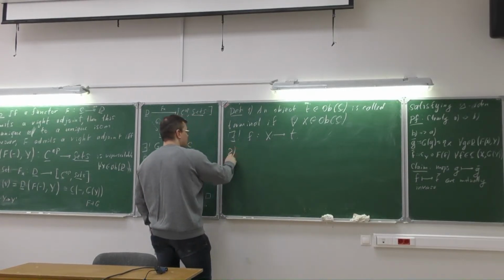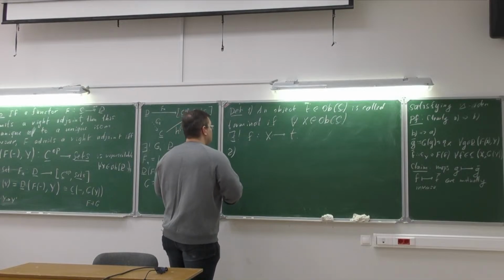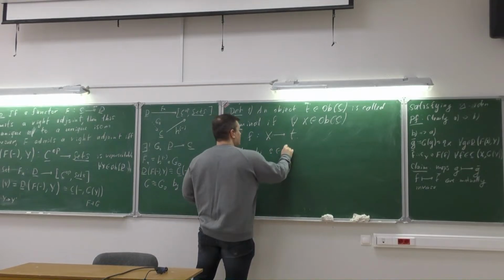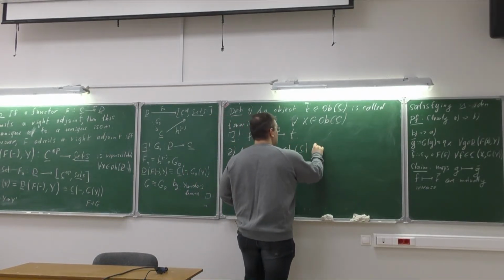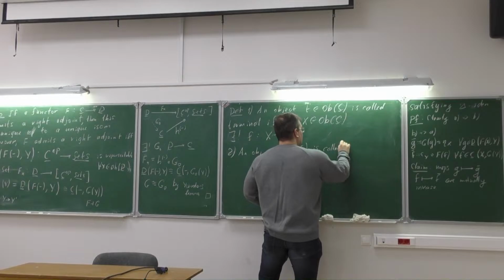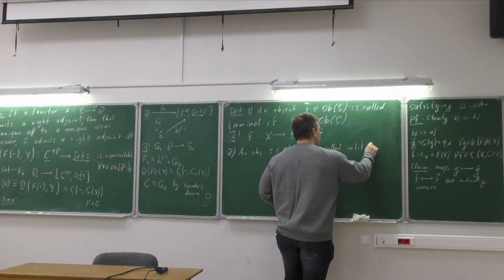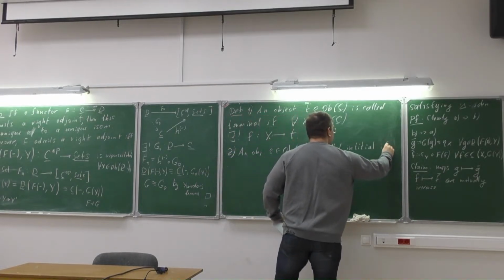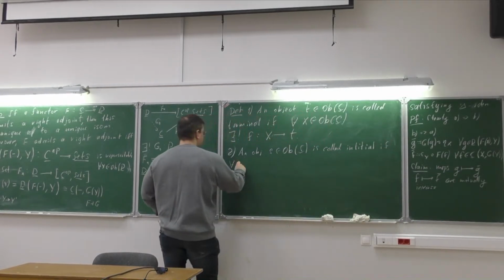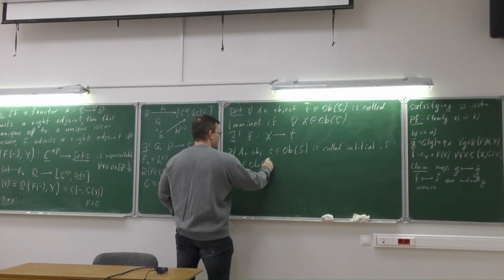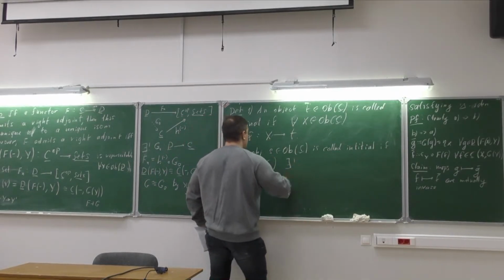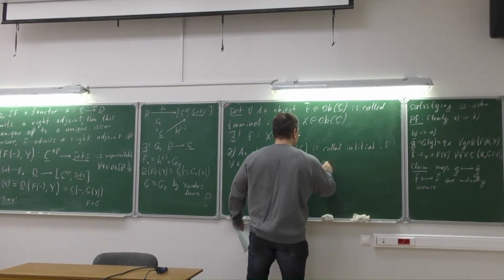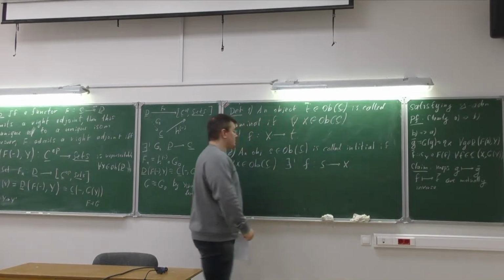So part 2 is just the opposite version of this. An object S in the category C is called initial if for any object X in this category there is a unique map f from the initial object S to the object X.